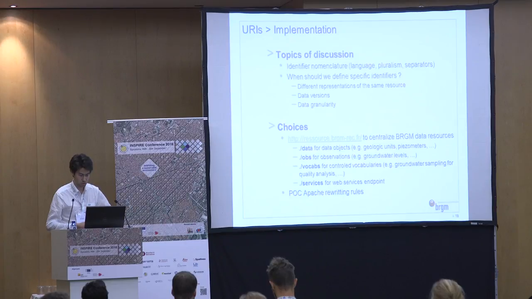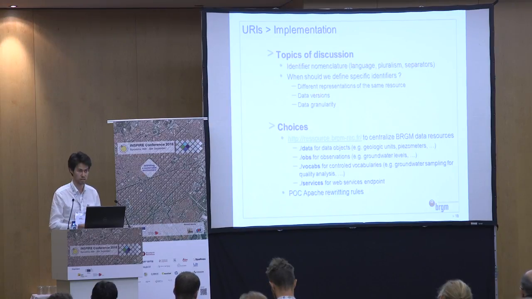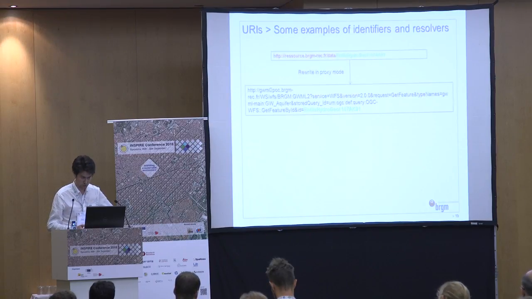So here is a link to our actual data, which is HTTP resource in French, .brgm.rec because it's still in validation phase, .fr, .france. And after that, we have data, observation, vocabs for controlled vocabularies, also services that we are using. And at the moment, we have a proof of concept Apache routing rules that enable to link the data. So I will show you an example.